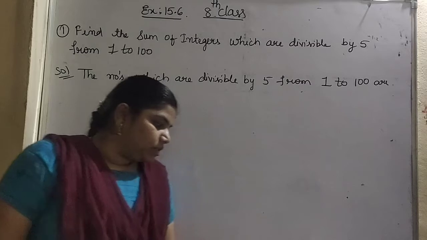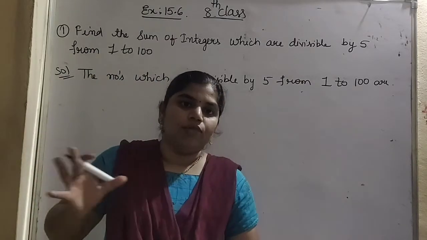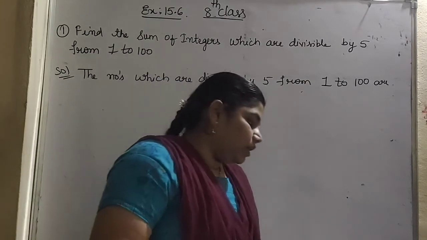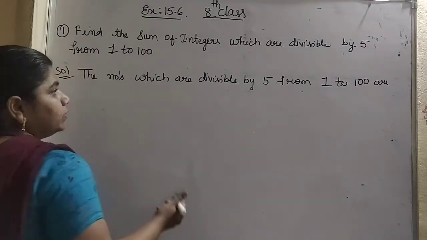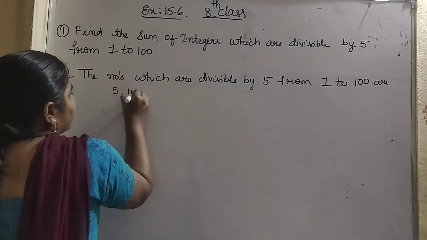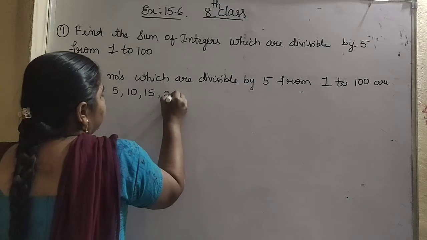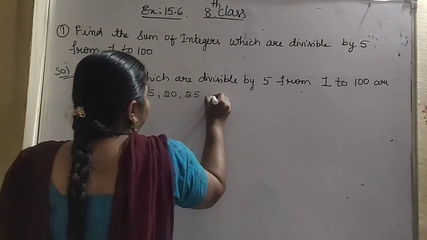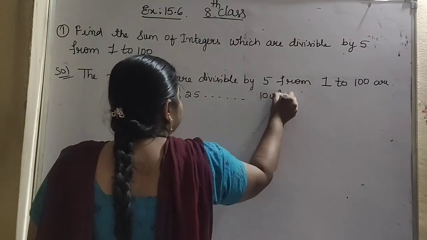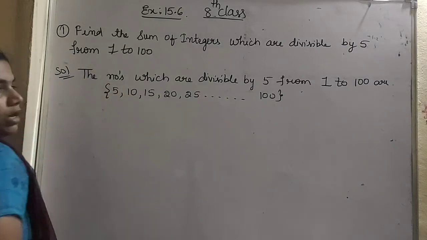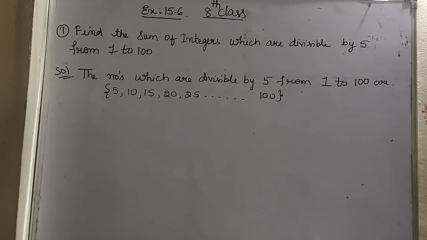The divisibility rule of 5 is that the last digit should be 0 or 5. So in that way we have to take the numbers. So what are the numbers which are divisible by 5? That is 5, 10, 15, 20, 25, and so on up to 100. So these all are the numbers which are divisible by 5.